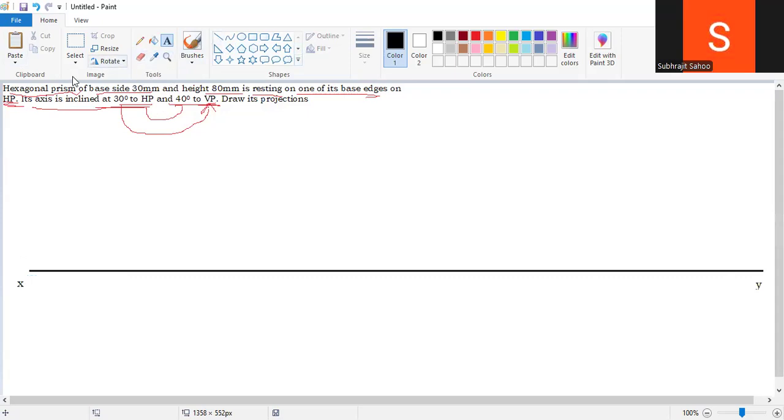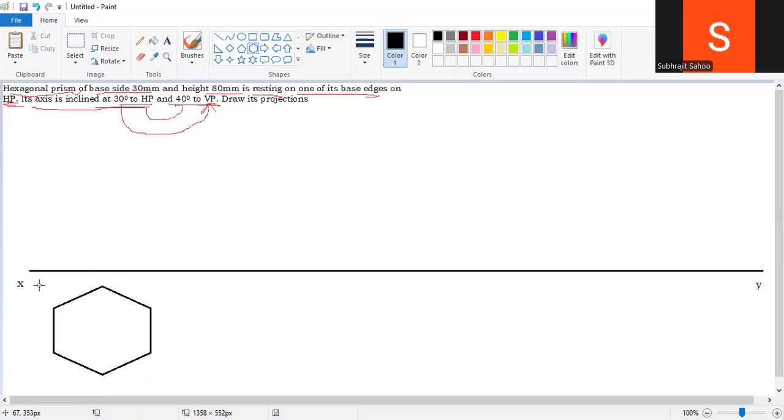Sir, what is the object? The hexagonal prism. I'm keeping the hexagonal prism like this. What is the gap from the reference line to this diagram? That type of condition is not given in the question, so you consider the gap by your wish, 10 mm or 15 mm.